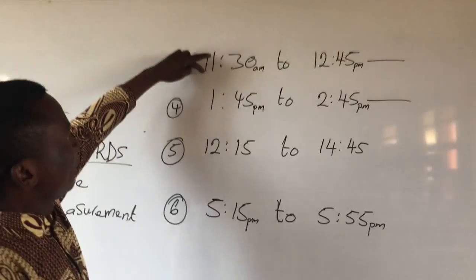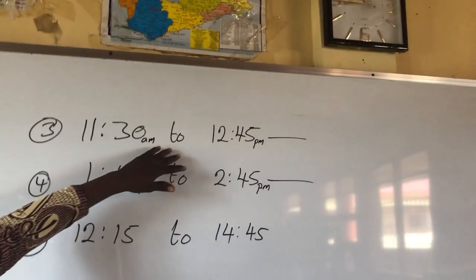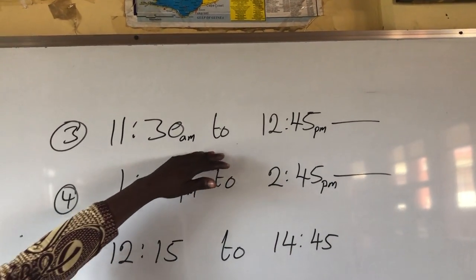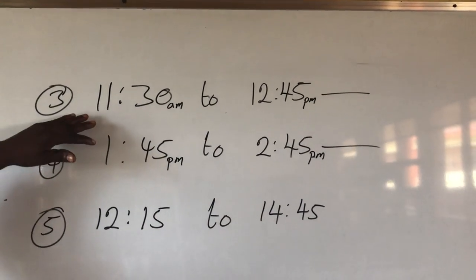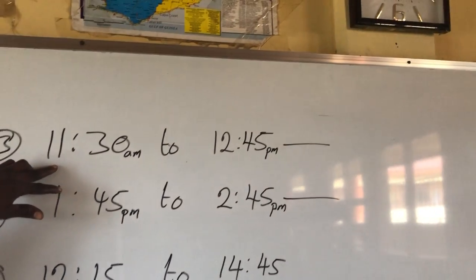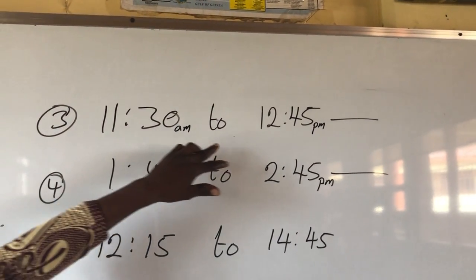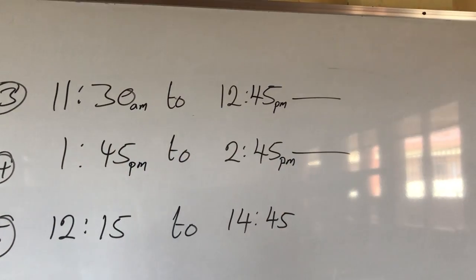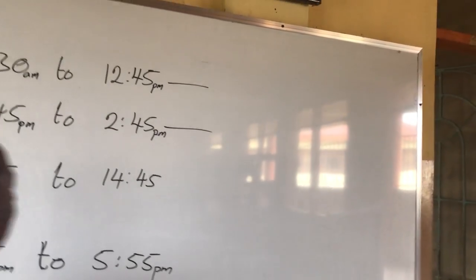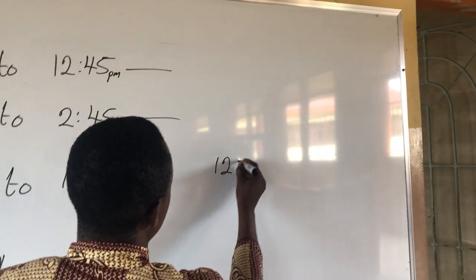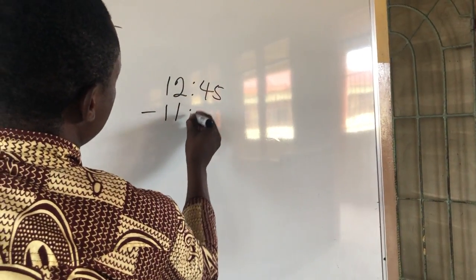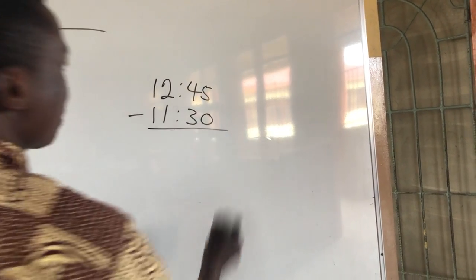Example 3. 11:30 to 12:45. Your mommy or your auntie went to a market to buy foodstuff. She went to the market at 11:30 and came back at 12:45. Let's look at the time spent at the market. This is 12:45 minus 11:30. You subtract.